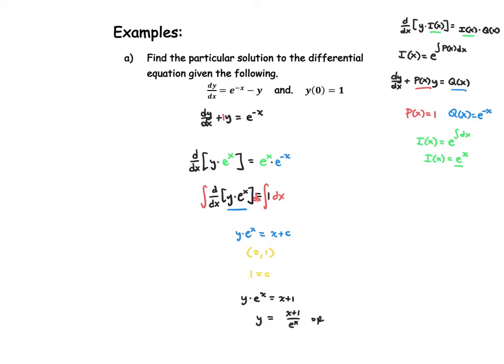Or if IB, for whatever reason, required it in a certain form, it could be written as y equals x e to the negative x plus e to the negative x. And there you have it. That is your particular solution to the differential equation using the integrating factor method.